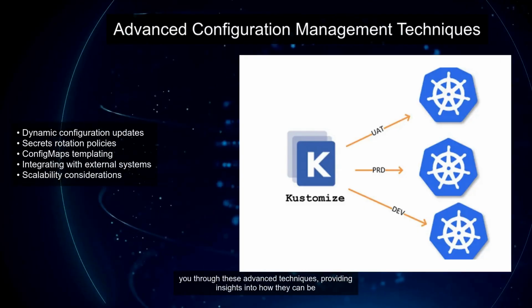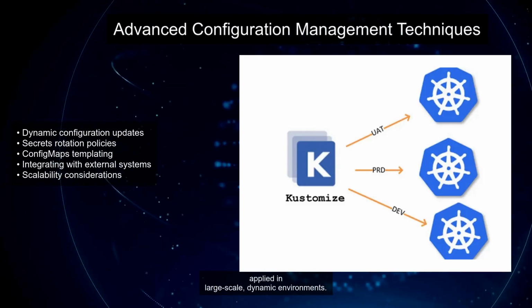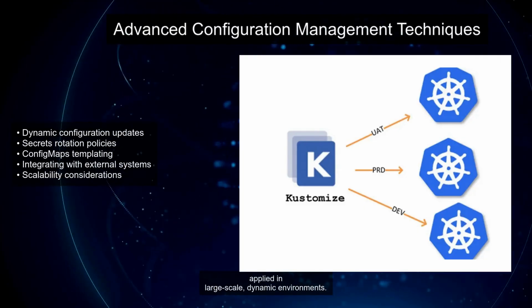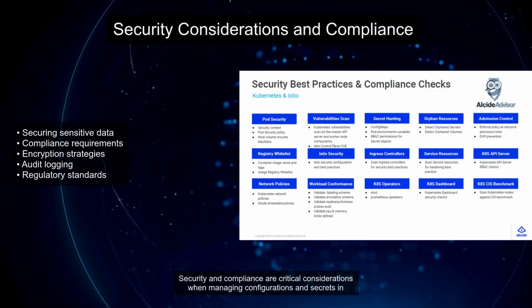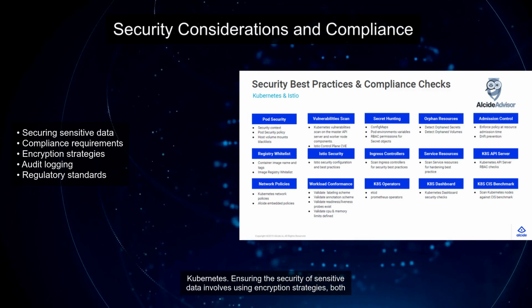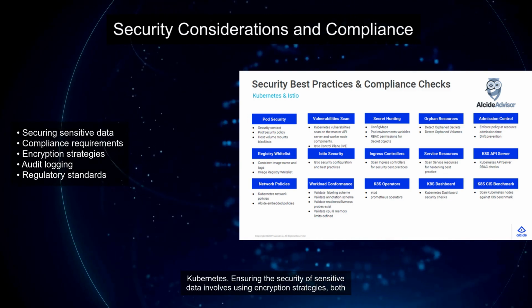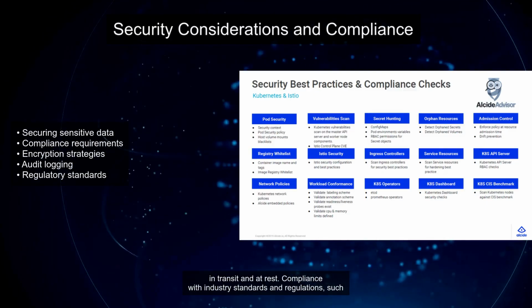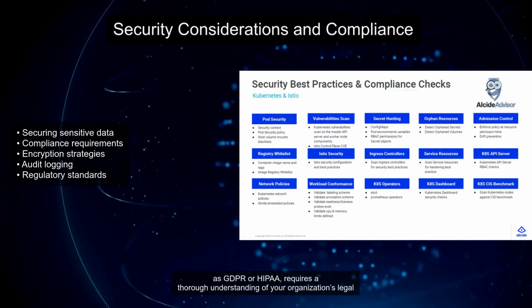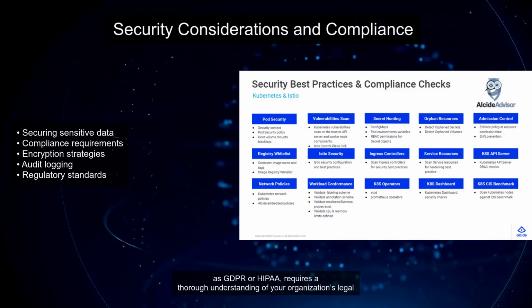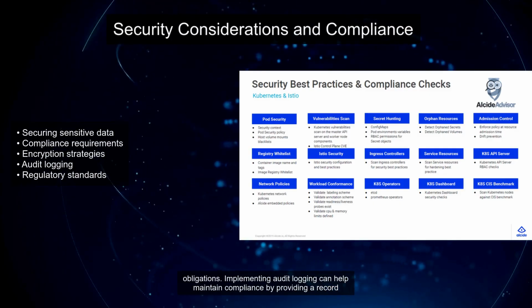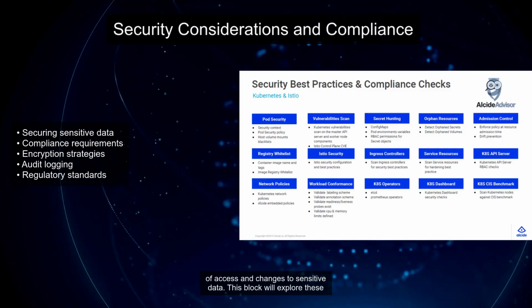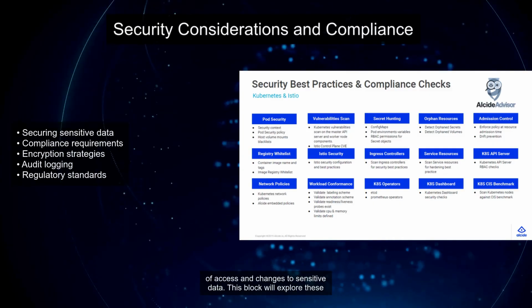This block will guide you through these advanced techniques, providing insights into how they can be applied in large-scale, dynamic environments. Security and compliance are critical considerations when managing configurations and secrets in Kubernetes. Ensuring the security of sensitive data involves using encryption strategies, both in transit and at rest. Compliance with industry standards and regulations, such as GDPR or HIPAA, requires a thorough understanding of your organization's legal obligations. Implementing audit logging can help maintain compliance by providing a record of access and changes to sensitive data.